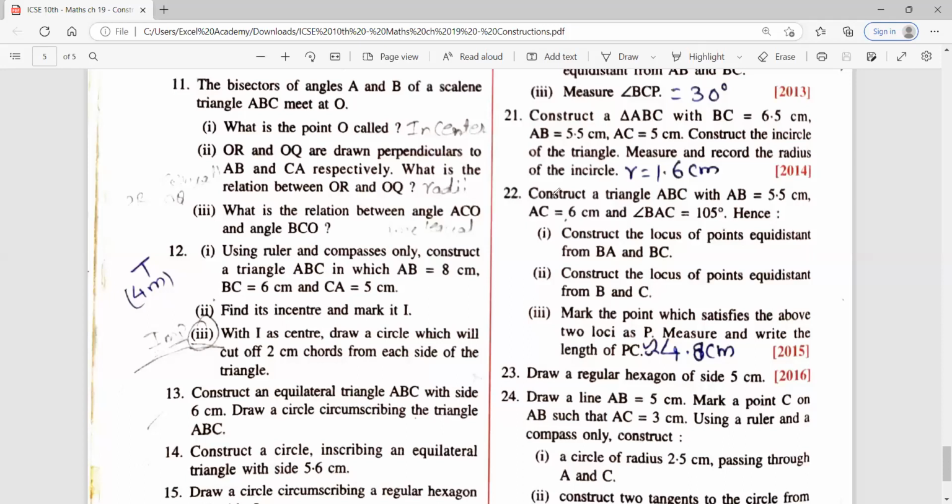Okay, question number 22. Construct a triangle ABC with AB 5.5 centimeter, AC 6 centimeter, and angle BAC 105 degrees. Hence, construct the locus of points equidistant from AB and AC. See, it's nothing. It's the perpendicular bisector. No, I know it's the angle bisector. It's the angle bisector. We'll see why. Points equidistant from AB and AC. This is an important question, very important actually. Because the question is very simple.